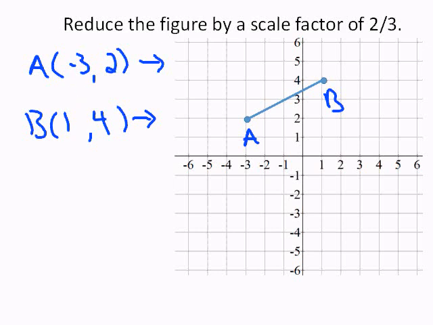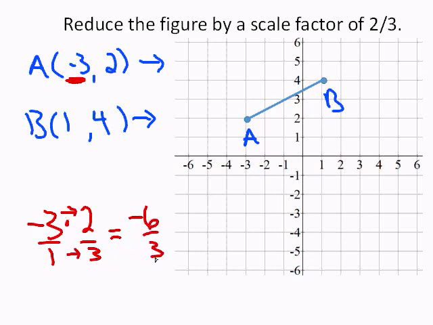And to do that, I'm going to take each piece of each point separately, starting with the -3. So I'm going to go -3 times 2/3. If you remember, to multiply a whole number times a fraction, we put the whole number over 1. And we multiply top to top and bottom to bottom, giving us -6/3, which is -2. So A, so far, is going to go to -2, comma.